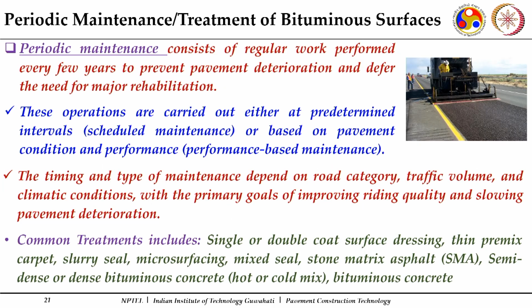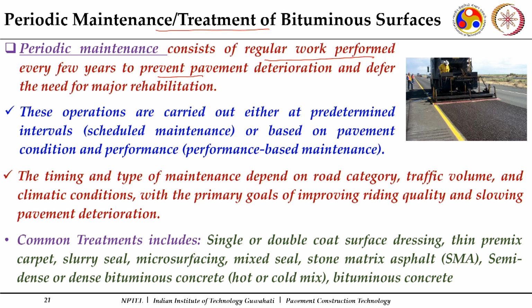Now, the third one is periodic maintenance or periodic renewals. These are usually certain activities which are planned in advance. They consist of regular works performed every few years, because in due course of time, in say 5 to 7 years of life, your binder will get aged, chances of fine cracks may be there, and loss of fine aggregates will be there. So, an application of micro surfacing will be a good measure under the periodic renewals.